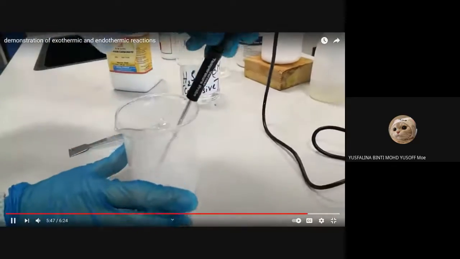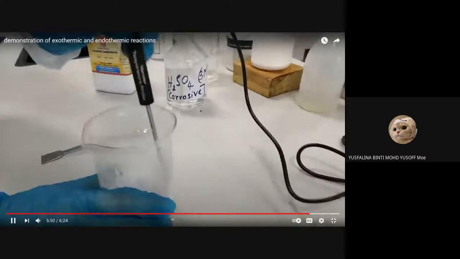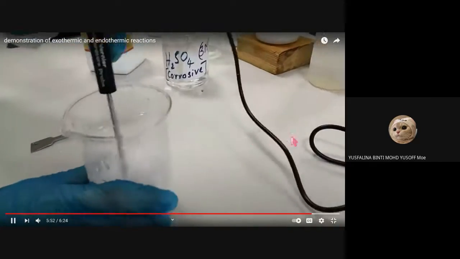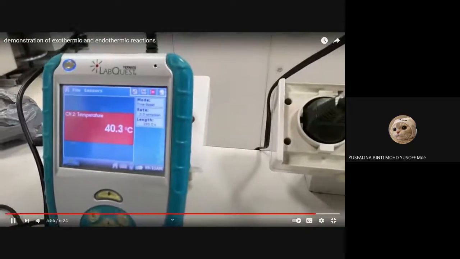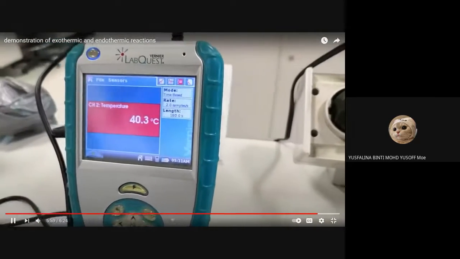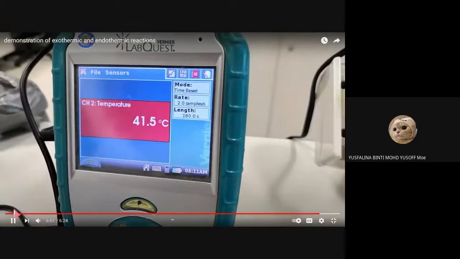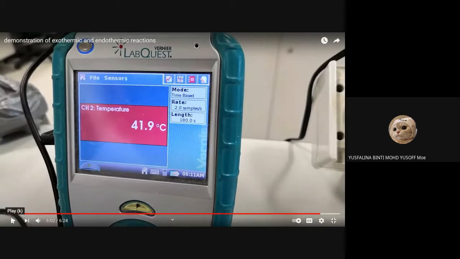The beaker is turning hot. So you can see now the temperature is increasing until 40 degrees Celsius. So this one is an exothermic reaction. In an exothermic reaction, you release heat to the surrounding. So now the surrounding becomes hot. So what is the function of the heat being absorbed? The function of the heat that is being absorbed is to break the bonds of the molecules. Okay, so that is the exothermic and endothermic reaction.